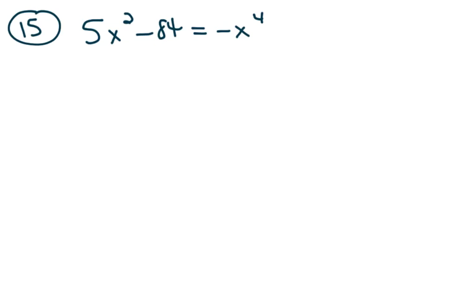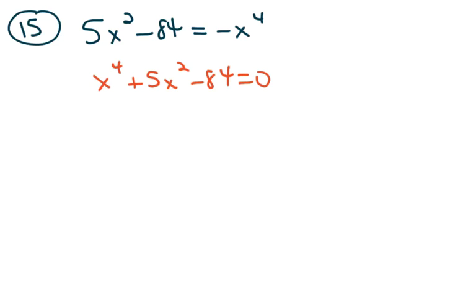I'd love it if the graphing calculator did all of my math for me, but unfortunately it doesn't. And sometimes you have to come up with other algebraic ways of solving polynomials. So in order to solve 5x squared minus 84 is equal to negative x to the fourth, the first thing that I'm going to do is put the equation into equals 0 format. Just add x to the fourth. So it's x to the fourth plus 5x squared minus 84 is equal to 0.